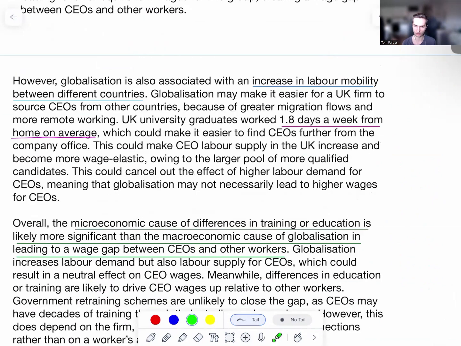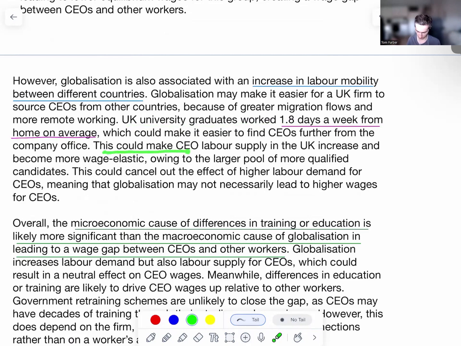However, globalization is also associated with an increase in labor mobility between countries, and this would have a contrasting effect compared to the increase in labor demand. So globalization may make it easier for UK firms to source CEOs from other countries because of greater migration flows and more remote working. For example, UK university graduates work 1.8 days a week from home on average. That's from another part of the extract that we'll see shortly.